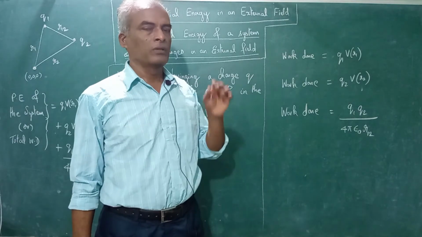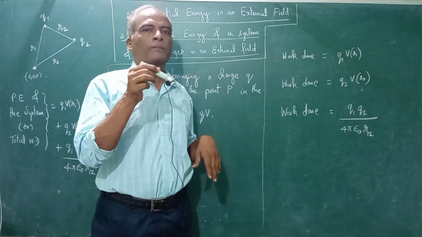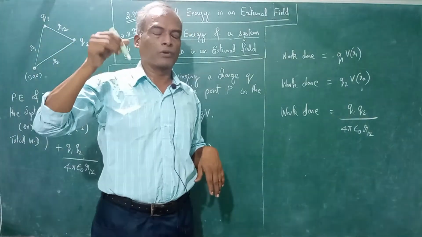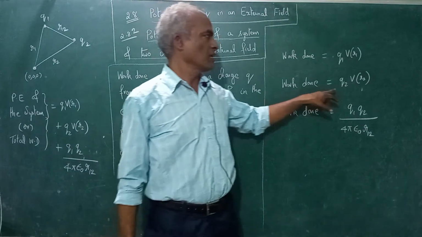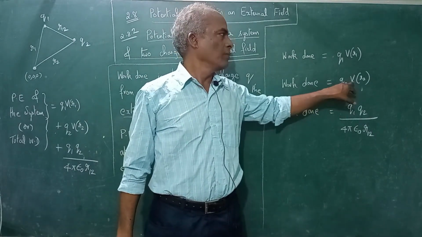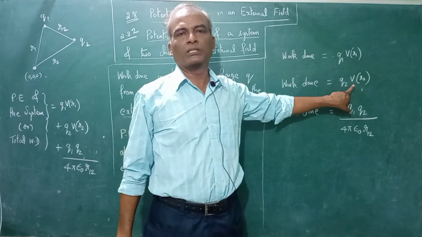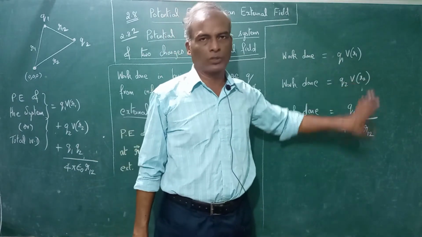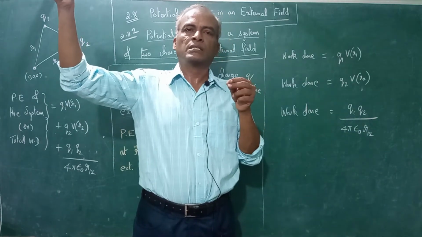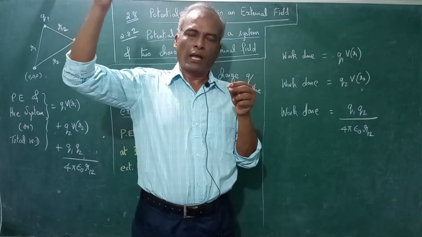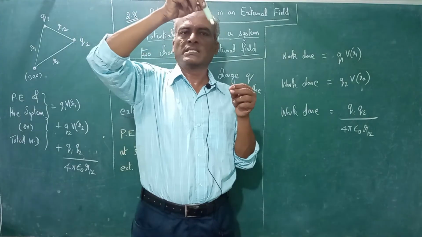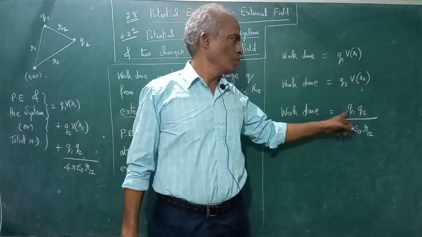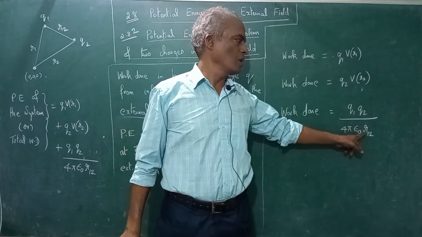Then second, Q1 has reached that point and you are bringing the second charge from infinity to another point, say P2. In that case the work done is Q2 multiplied by the potential at the point P2, which depends on the distance R2. That's why we write V of R2. But the second charge also has to undergo the field produced by the charge Q1. For that the work done is Q1 Q2 divided by 4 pi epsilon naught R12.